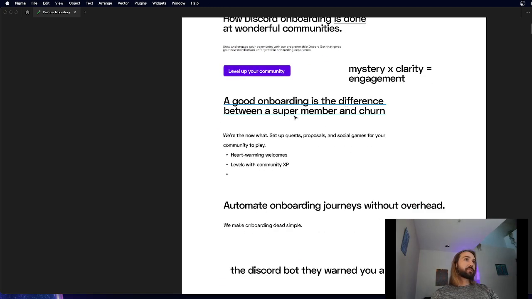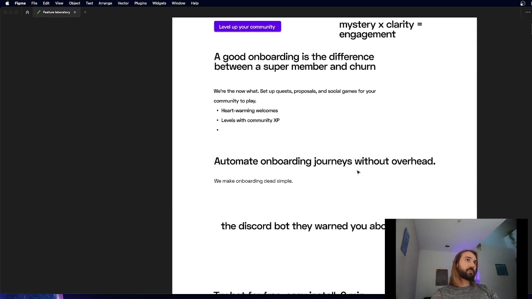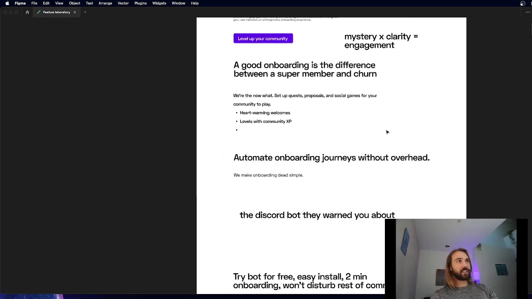Good onboarding is the difference between super member and churn. Mystery, adding clarity here of what it actually does. Automate onboarding journeys without the overhead. That's probably more, it's like some mystery, and then talking about it here, that's adding clarity.